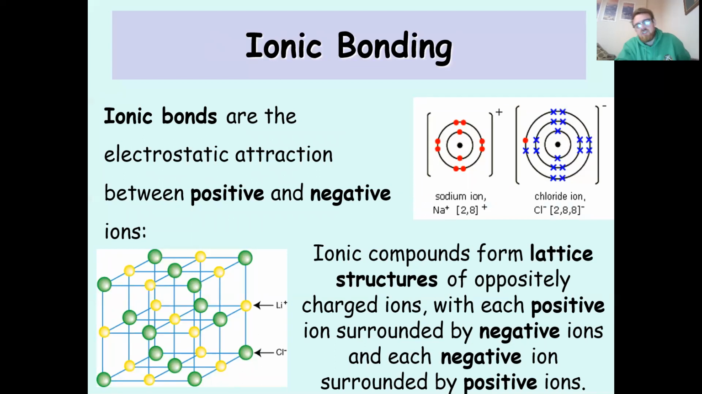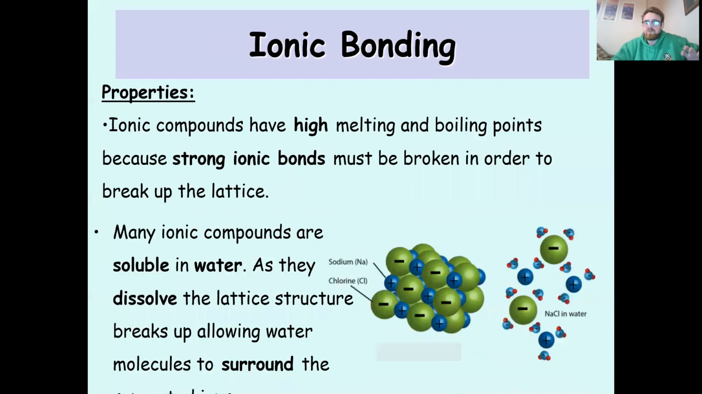Okay. These form lattice structures of oppositely charged ions, with positive ions surrounded by negative ions, etc. These have very high melting and boiling points as well. Think about table salt. Yes, you can dissolve table salt, but have you ever tried to melt it? Doesn't work. You need to raise the temperature to stupid levels in order to melt salt. Okay. That's because the ionic bonds are strong and they need to be broken in order to break up the lattice.